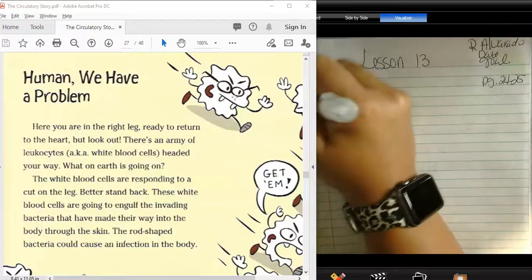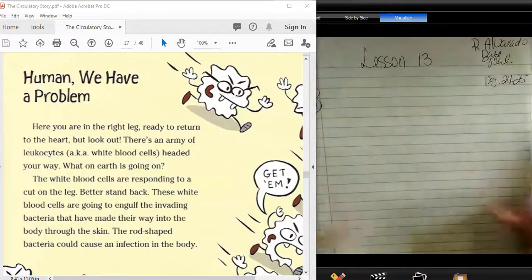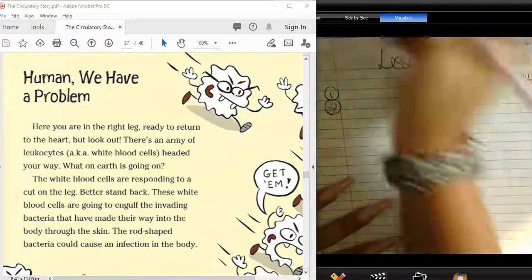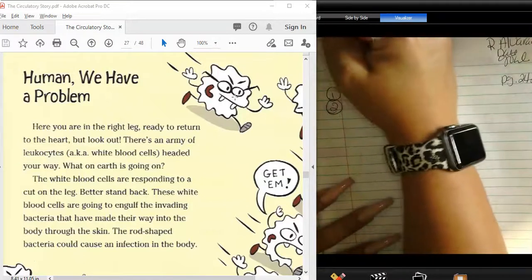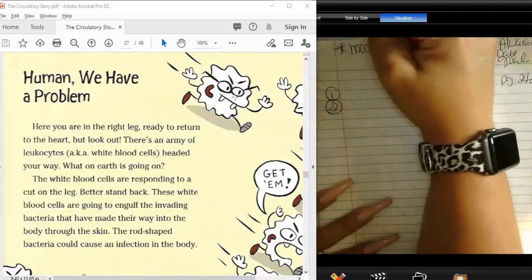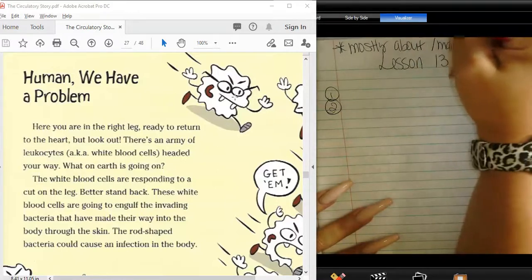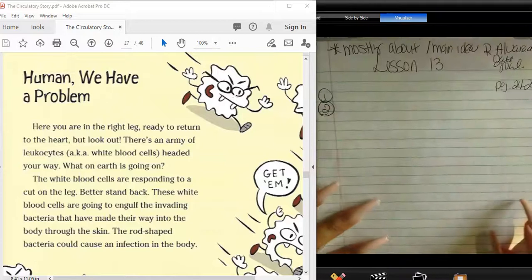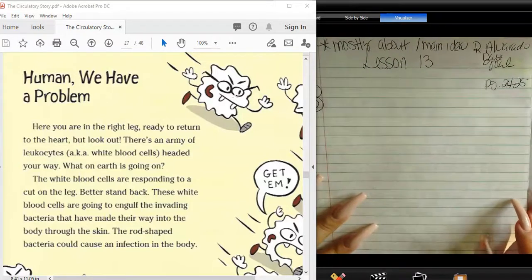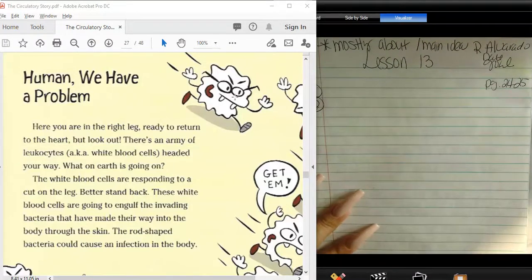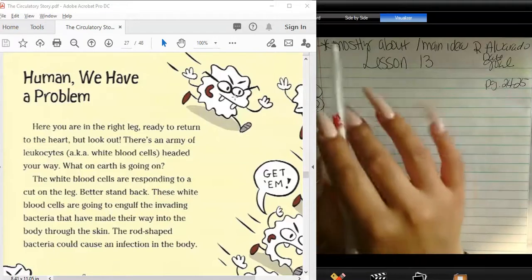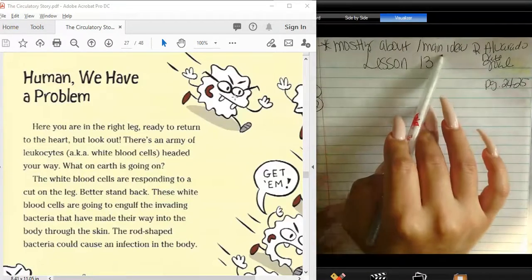And remember to find the main idea or what the section is mostly about. So I'm going to put here a reminder for myself. Remember, I write, you write. Mostly about is the same as the main idea. So some of you are getting really good at main idea. But yes, I still wanted to write this. Mostly about is the same as main idea.